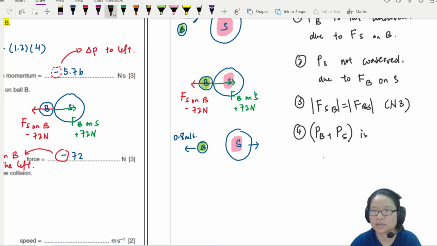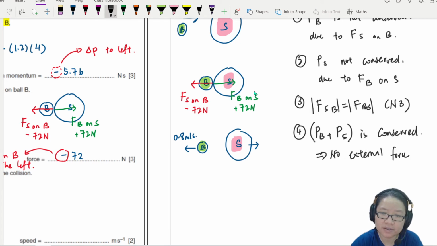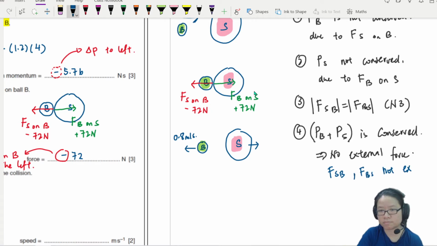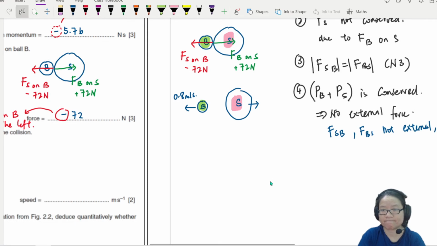So I will just say it's conserved. And the reason why it's conserved is because there is no external force. That's why whenever you define conservation of momentum, you must write down the condition. There's no external force, because F_SB and F_BS are not external anymore. They are part of the system. Part of this B-S system.